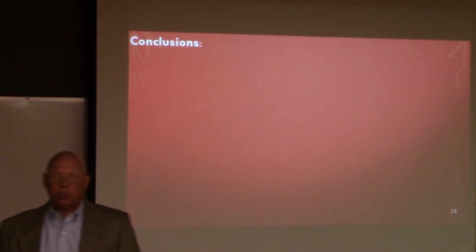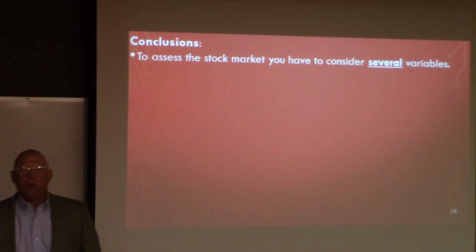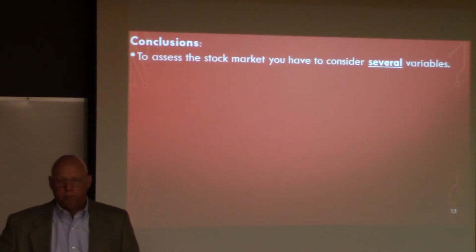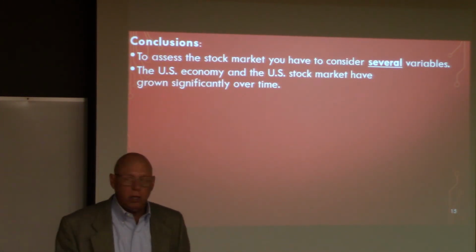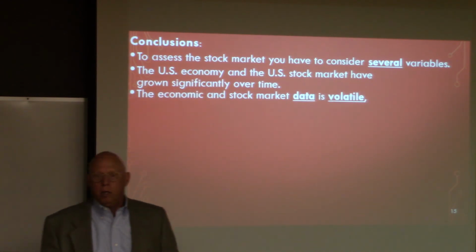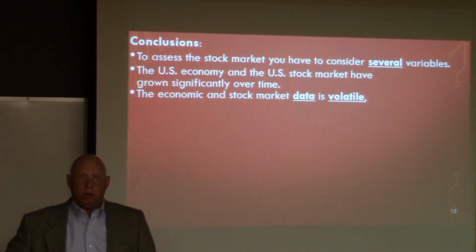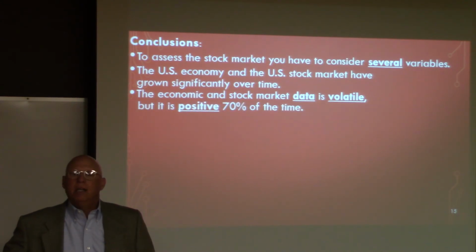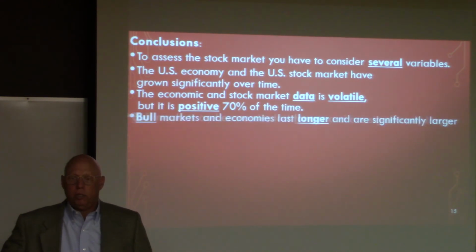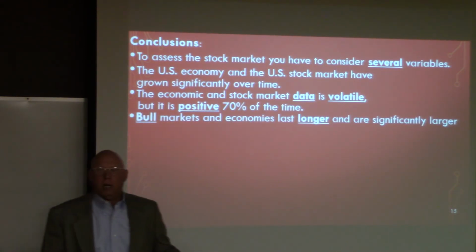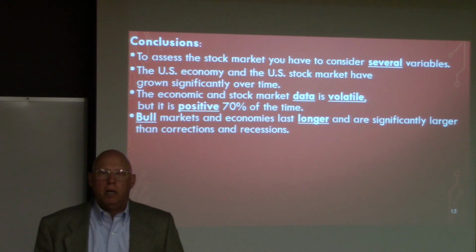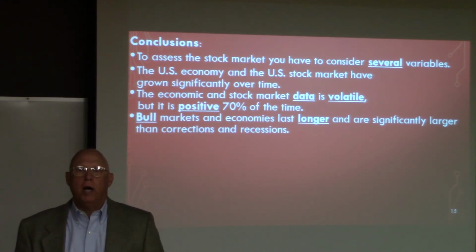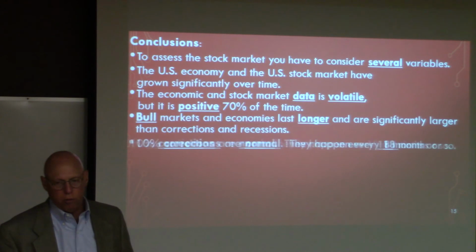All right, so what conclusions can we come to? To assess the stock market, you have to consider several variables. The U.S. economy and the U.S. stock market have grown significantly over time. That's the good news. The economic and stock market data is volatile. That's scary news. Okay? But it is positive. The economy and the stock market are positive 70% of the time. Bull markets and economies have begun lasting longer and are significantly larger than corrections and recessions. Do not let corrections and recessions scare you.